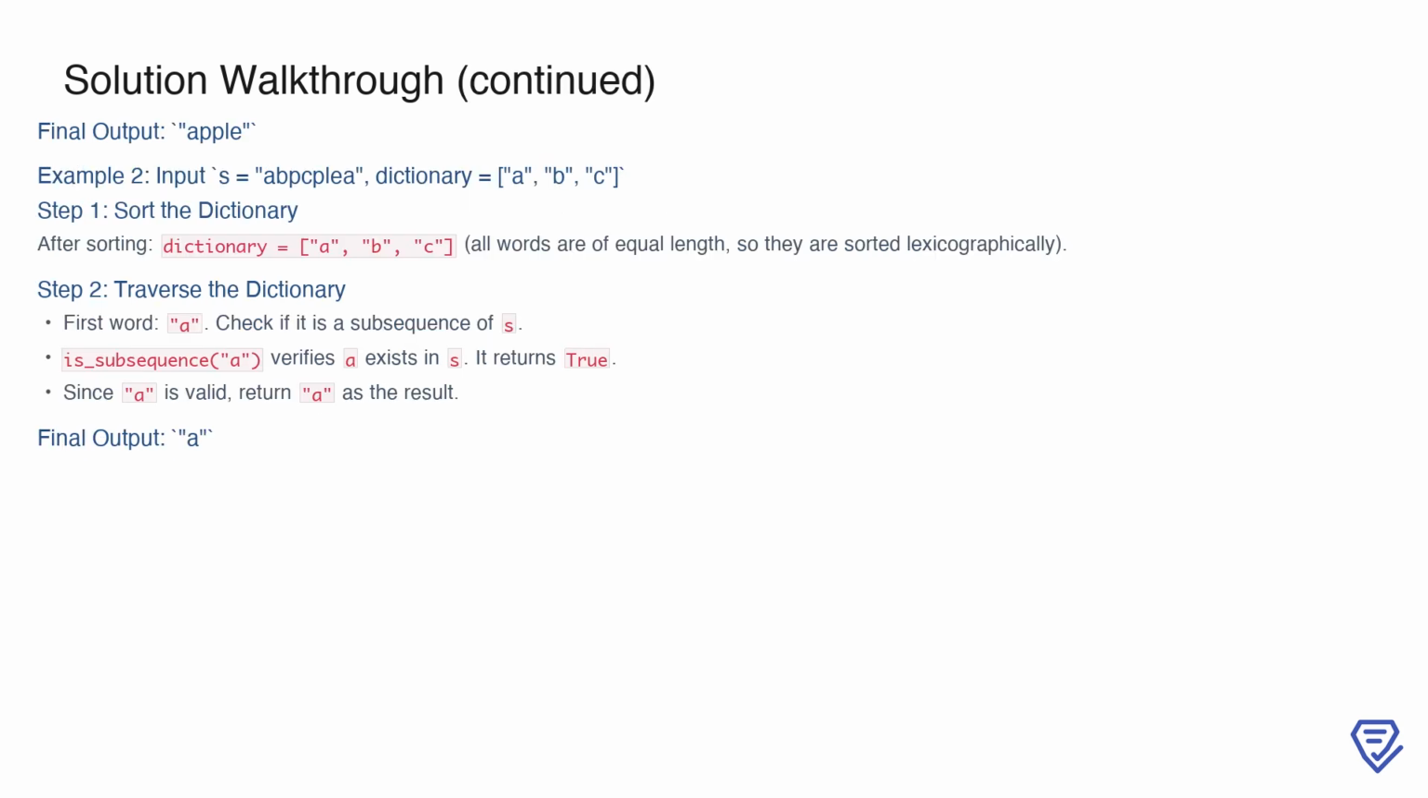For the input S equals "abpcplea" and the dictionary A, B, C, the process begins with sorting. Here, all words have the same length, so the dictionary remains in lexicographical order as A, B, C. As we traverse the dictionary, the first word is A. The is_subsequence function checks if it can be found in S. Since it exists in S, the function returns true. As a result, A is selected as the valid word and returned. There's no need to check the remaining words because we've already found the first valid option based on the sorted order. The final output for this example is A.